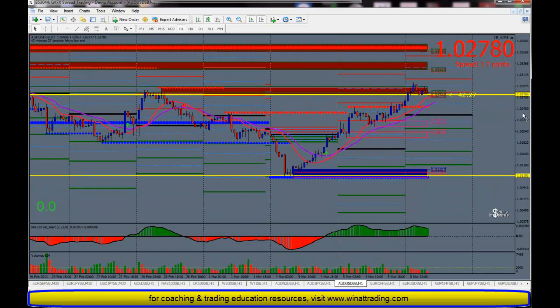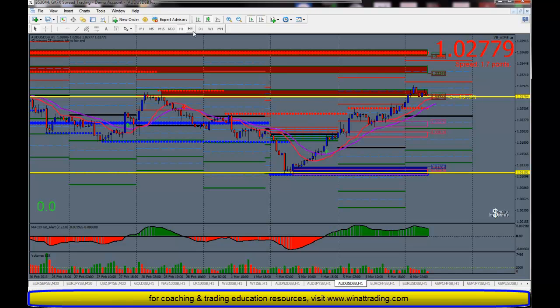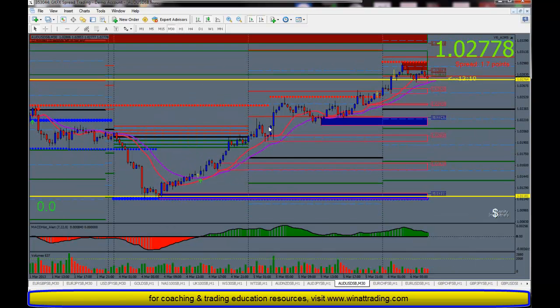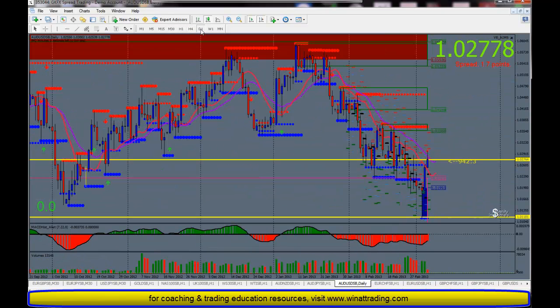Now this is interesting. So it has broken through this area of resistance. It's pulled back, retested the breakout, and is sort of hovering around that retest. That's what it looks like on the 30 minutes. Okay, so that's interesting.